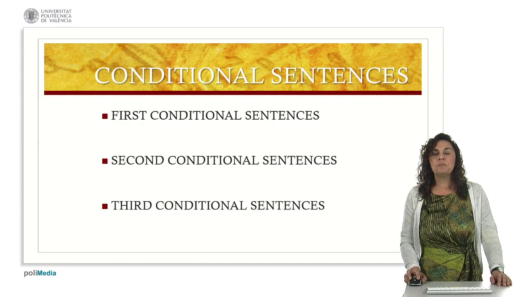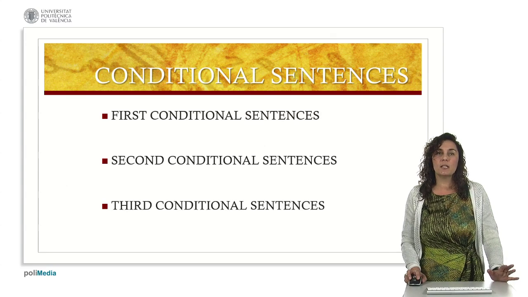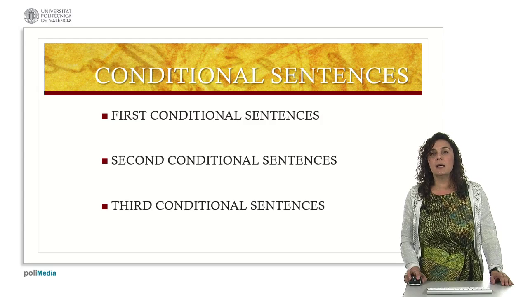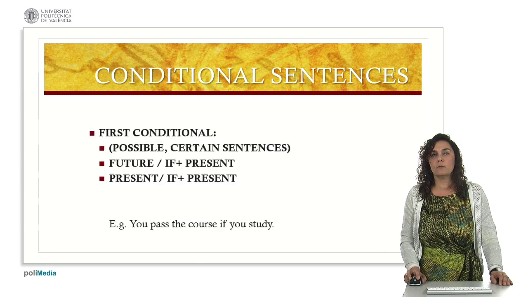In this sense, we have to take into account that in English we can express conditions in three different ways. We can use the first conditional sentence, the second conditional sentence, or the third conditional sentence. I'm going to explain in this presentation the three kinds of conditional sentences, and I'm going to give you some examples. I hope it will be useful for you to express condition, right?